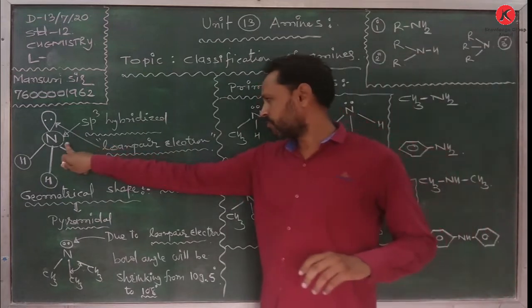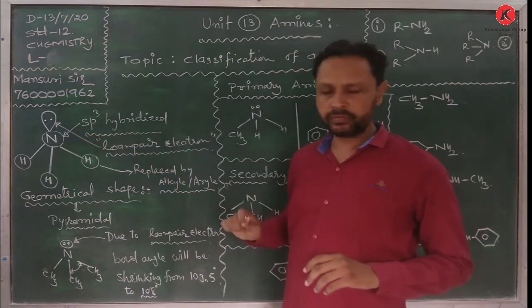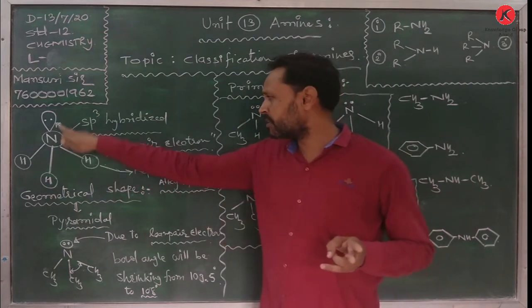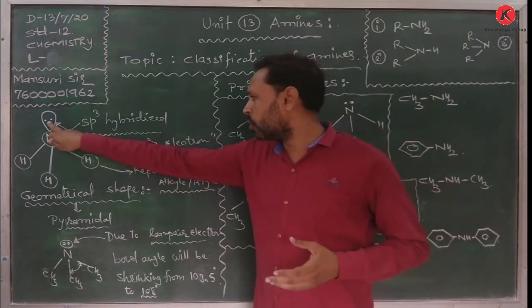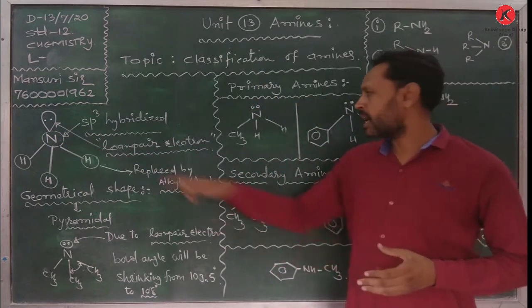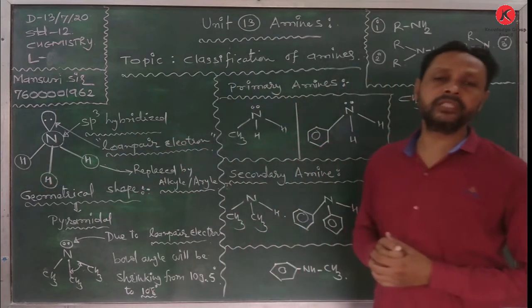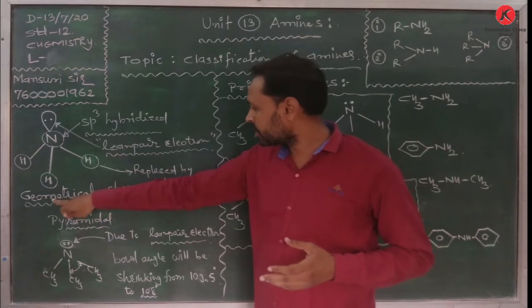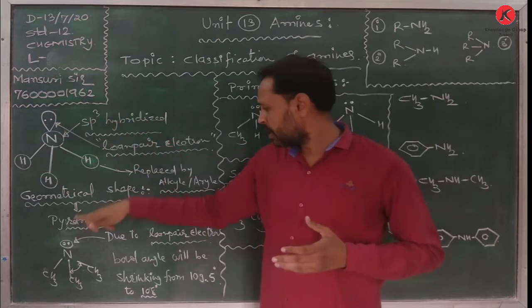Now in ammonia, nitrogen is sp3 hybridized. Nitrogen has three hydrogen atoms attached and a lone pair of electrons. This is the structure of ammonia. The geometrical shape of ammonia will be pyramidal.